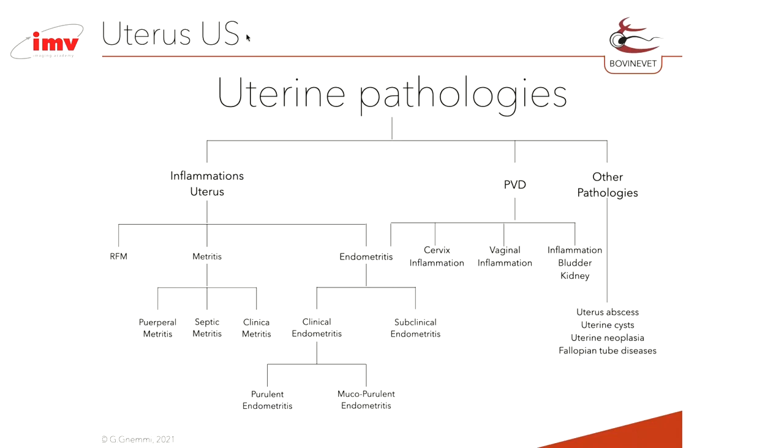So include endometritis, but attention, not always the presence of purulent vaginal discharge may be produced by an endometritis. Sometimes it is produced by an inflammation of the cervix or an inflammation of the vagina, or sometimes an inflammation of the kidney or the bladder.